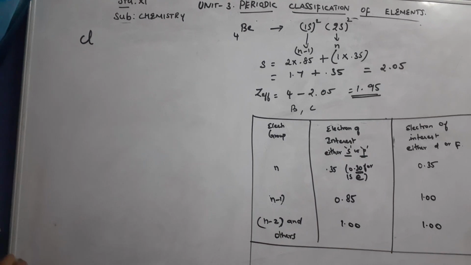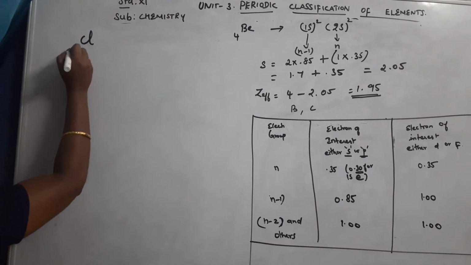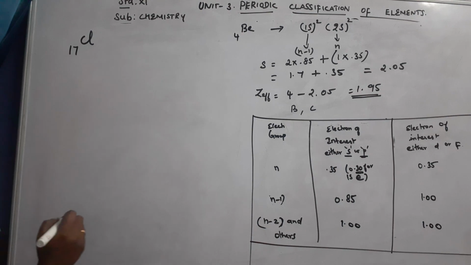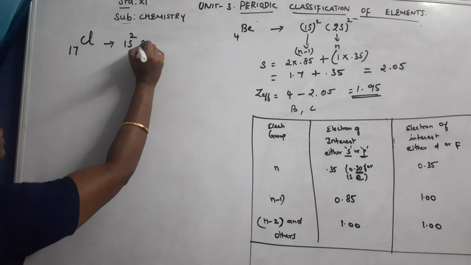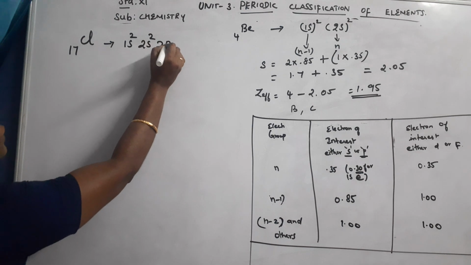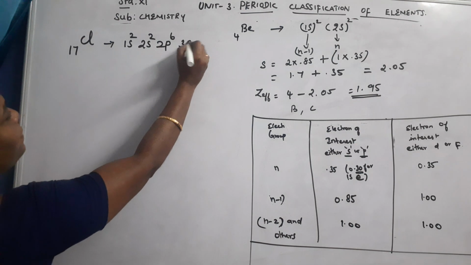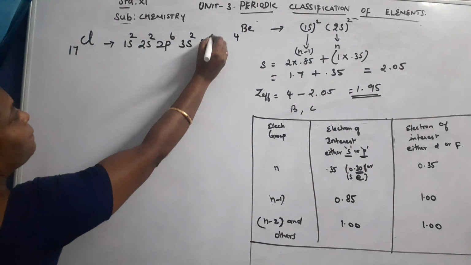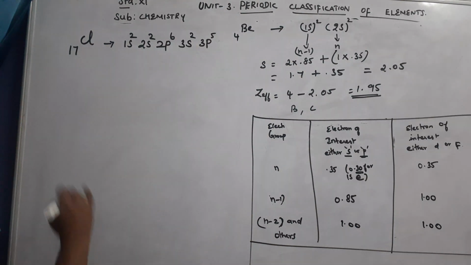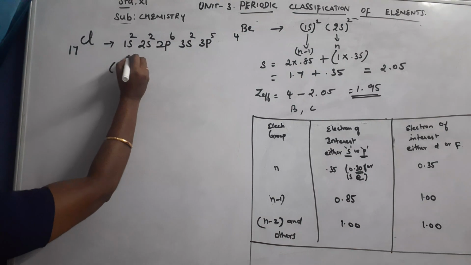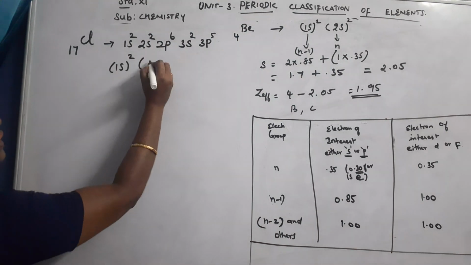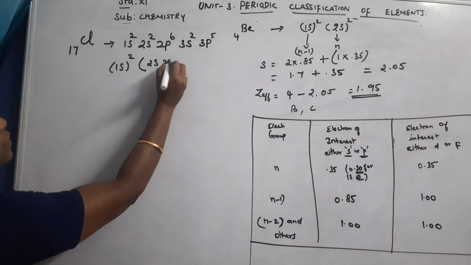It is not in your book. So listen carefully, okay? The atomic number for chlorine is 17. First, let us write the electronic configuration: 1s2, 2s2, 2p6, 3s2, 3p5. What's the next step? We have to group it: 1s2, then 2s, 2p together.